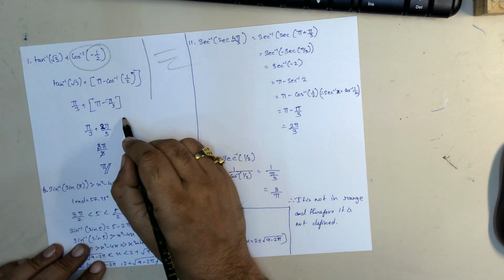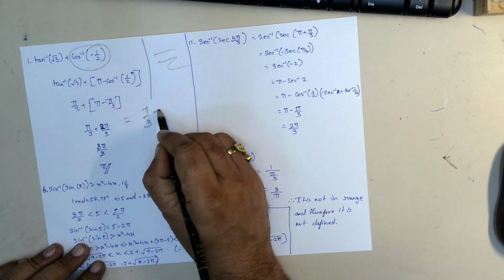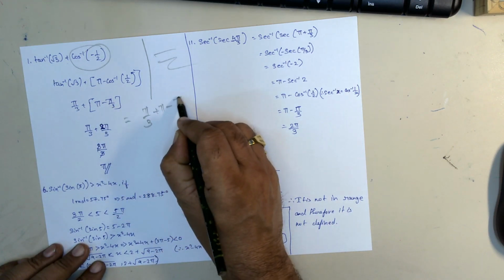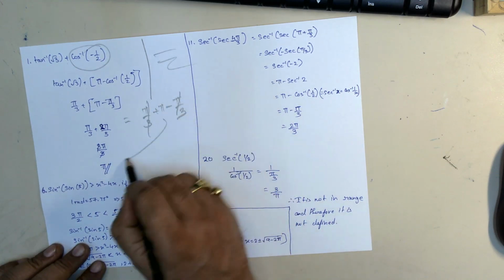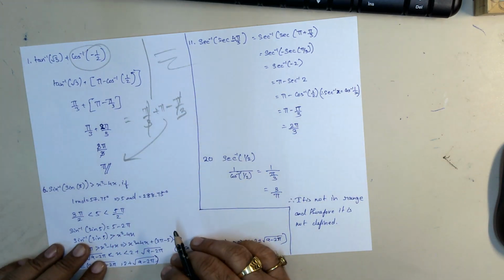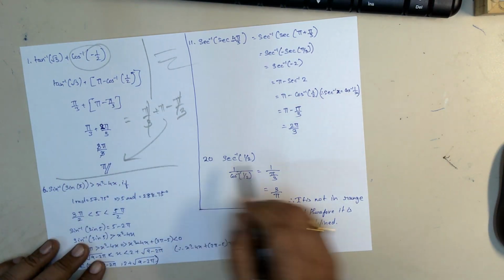You can also do it like this, is it not? For instance, pi by 3 plus pi minus pi by 3. So you can cancel and straight away bring it. Why do you complicate yourself? Okay, got it, sir. Right, next one.